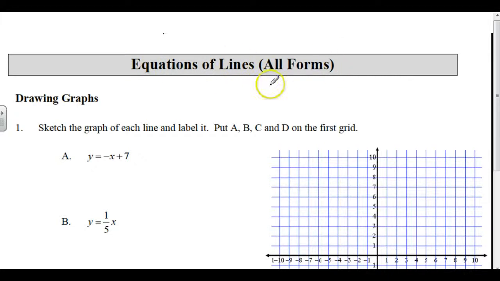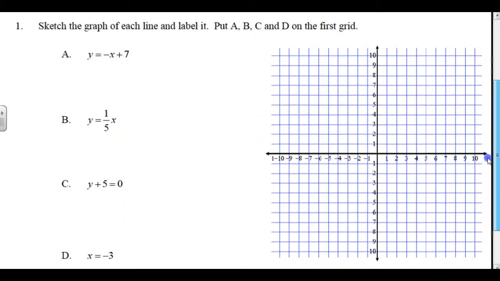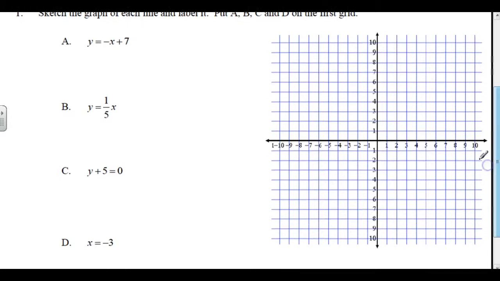Equations of lines, all forms. Drawing graphs. Sketch the graph of each line and label it. Put A, B, C, D on the first grid. Okay, so 4 things to graph. Let's see if we can get it all in here.